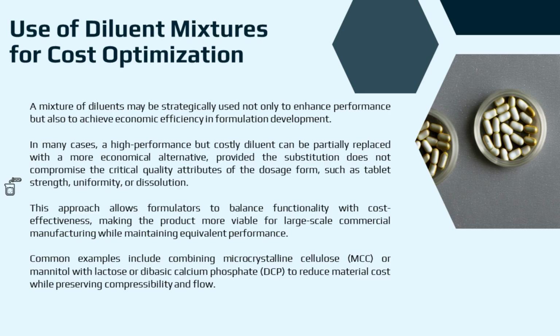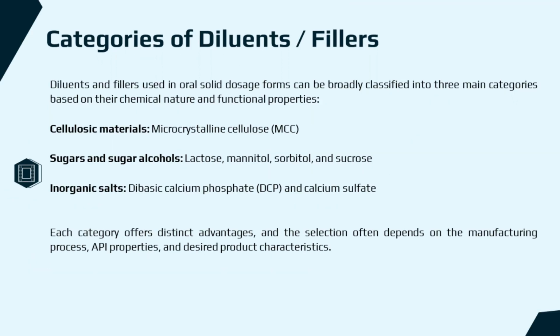A common strategy, for instance, is combining microcrystalline cellulose or mannitol with lactose or dibasic calcium phosphate. Such blends maintain adequate compressibility and flow while reducing the overall material cost. Ultimately, this approach reflects a practical formulation philosophy, optimizing both performance and affordability without sacrificing product quality or consistency. Diluents and fillers used in oral solid dosage forms are generally classified into three major categories: cellulosic materials, sugars and sugar alcohols, and inorganic salts.